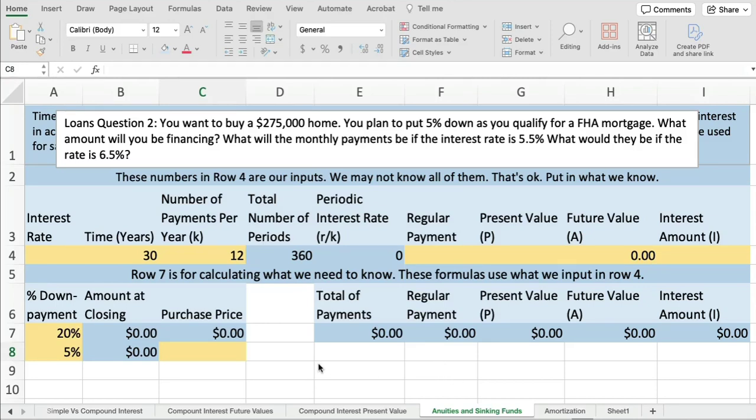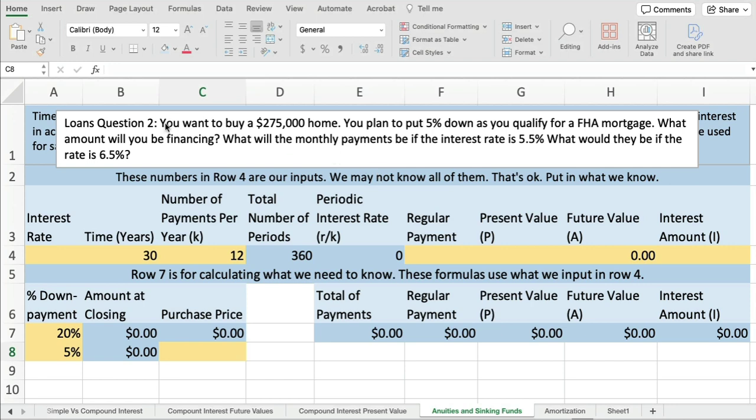This is the second video in our loans series. This time we know what the purchase price of the home is going to be, and then we want to solve for what the monthly payments will be at different interest rates. So this is going to be a little different in how we calculate the purchase price and the amount at closing, and then how we enter that into the present value. So I wanted you to see that.